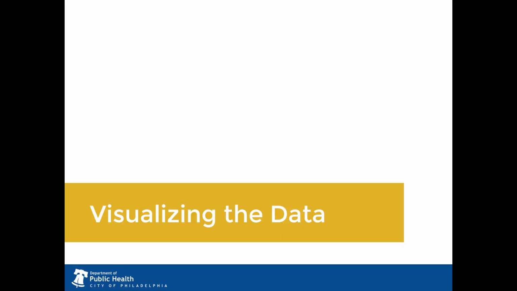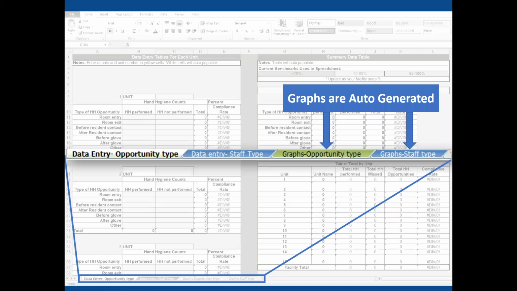So besides having a place for you to enter the data, we discussed how it would be really useful to have a way to visualize the data, to graph it, as Susie was discussing previously, that you could bring to different program meetings or use just for your own needs to trend this data over time. So the graphs are auto-generated, and they're in these second two tabs, which are graphs by opportunity type and graphs by staff type.